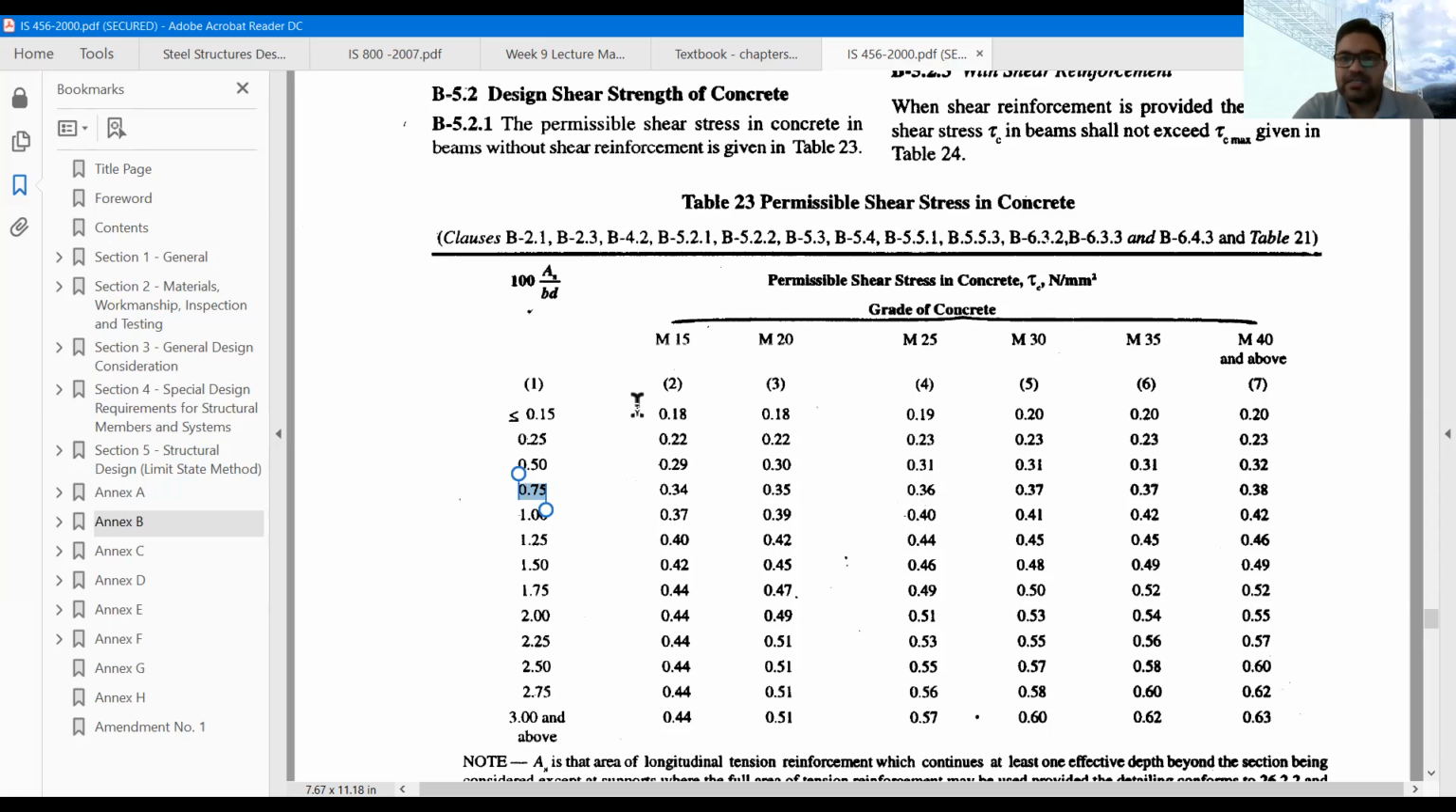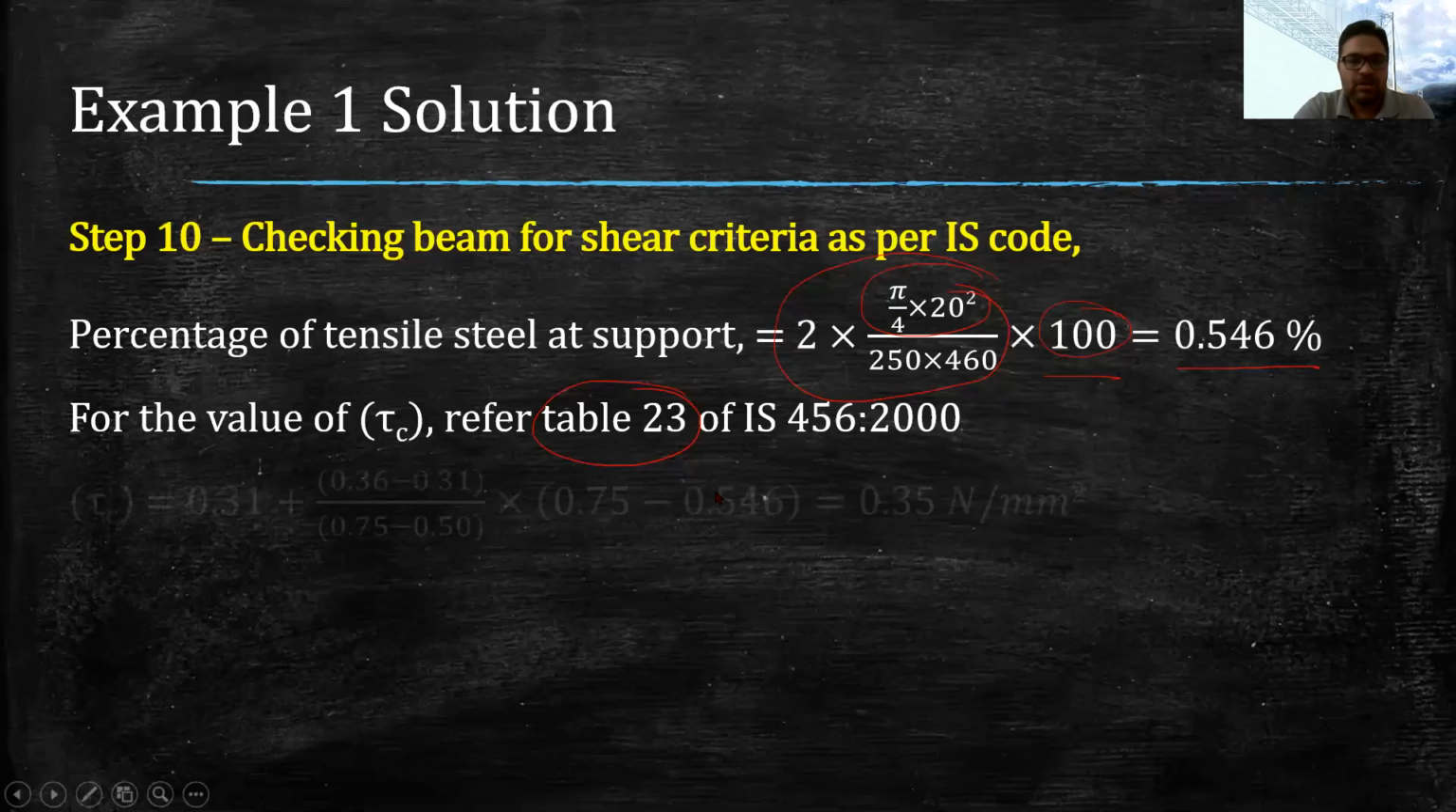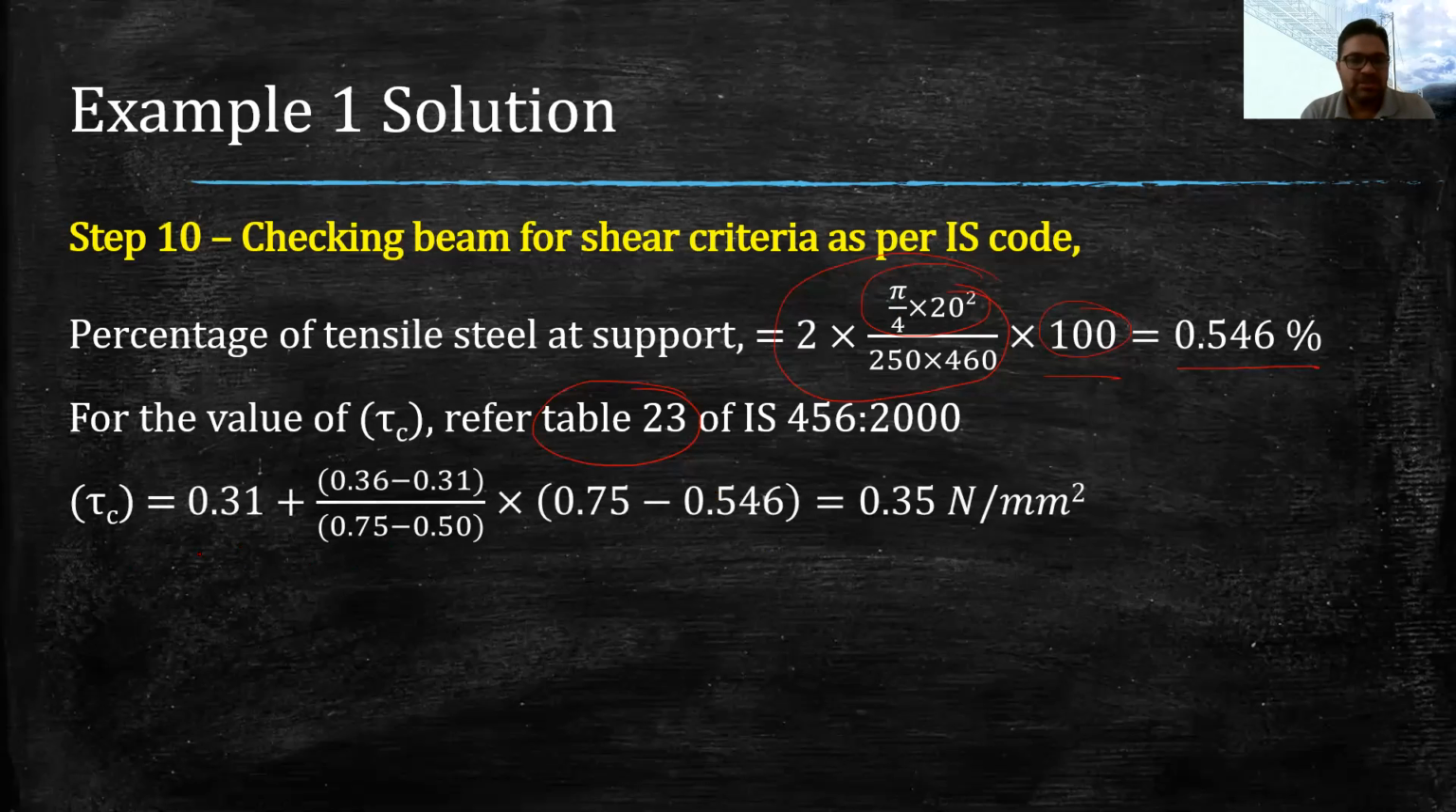I have done the interpolation on the slide. I will show you that. This is the interpolation that I have done. After interpolation, the value of tau c we find is 0.35 Newton per mm square.